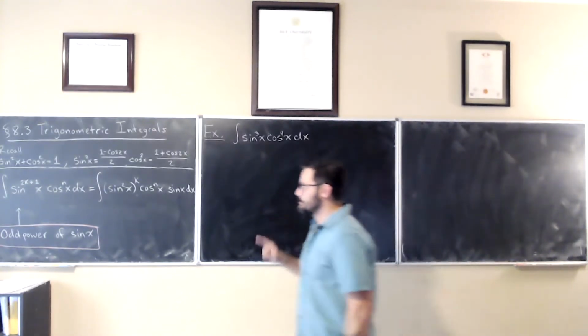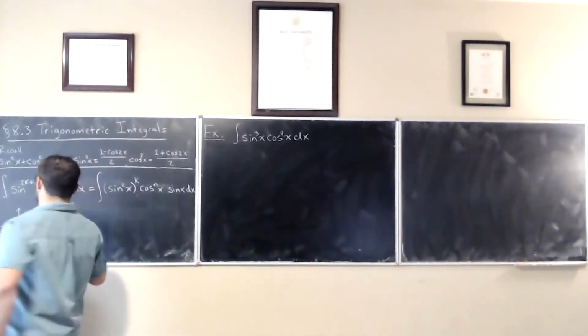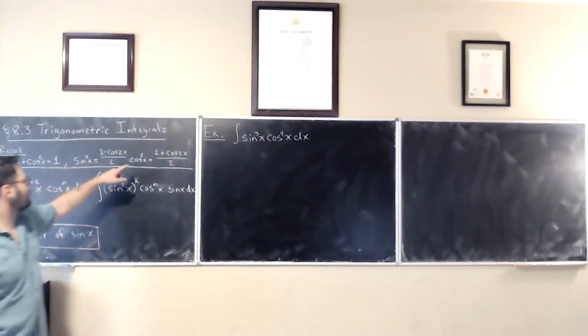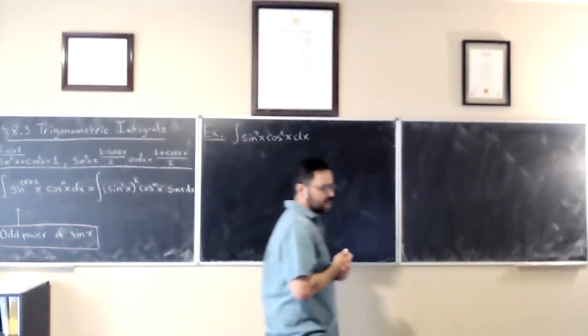So before we get started, this is section 8.3, and we do need to recall these fundamental identities here. So we have this Pythagoras identity, we have this double angle formula, in a sense, for both sine and cosine, and we'll be making use of both of those.